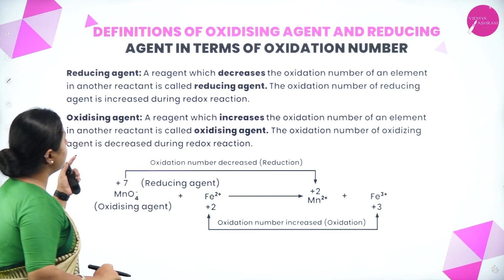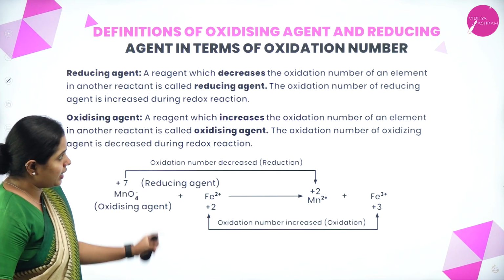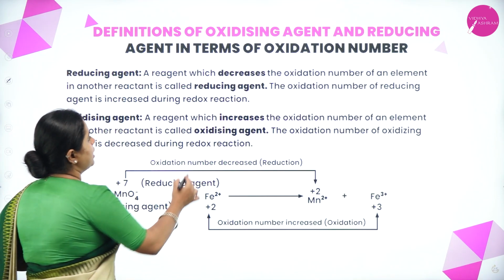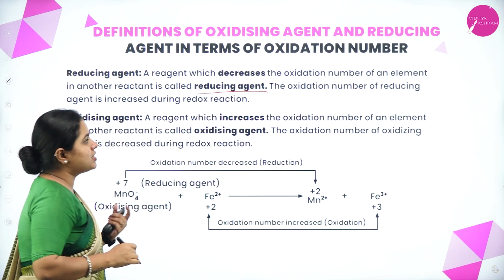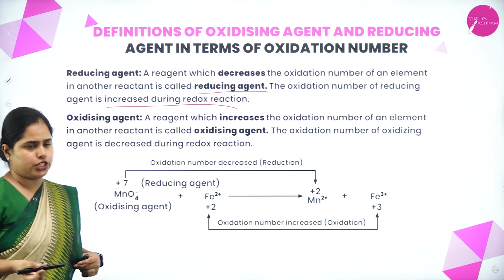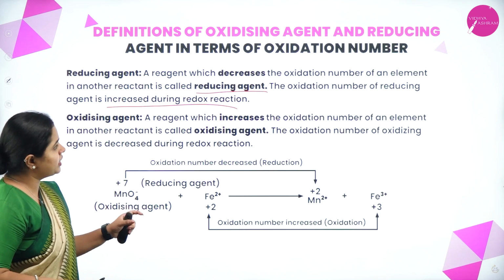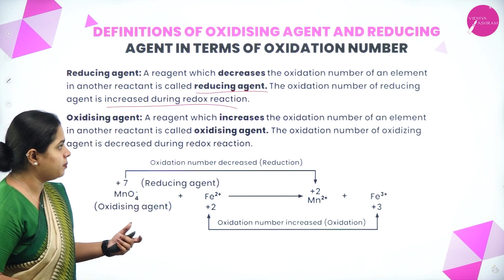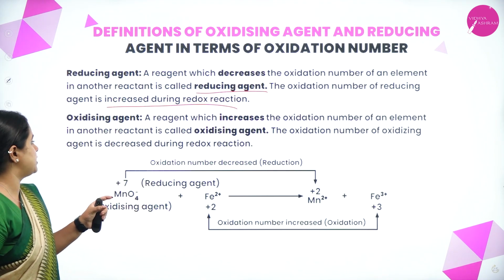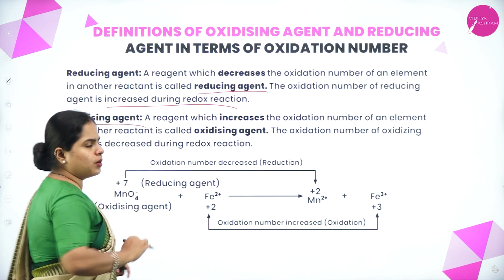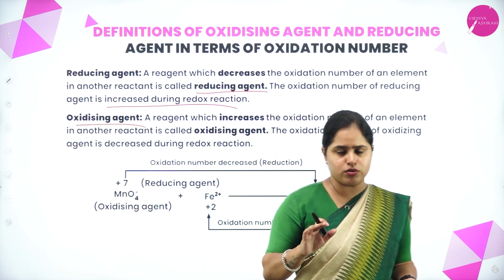Okay, so let's see. A reagent which increases the oxidation number of an element in another reaction is called a reducing agent? The oxidation number of the reducing agent is increased during the redox reaction. And moving on to oxidizing reagent, which increases the oxidation number of an element in another reaction, and the oxidation number of the oxidizing agent is decreased during the redox reaction. So we have discussed what is oxidizing agent and reducing agent, right?